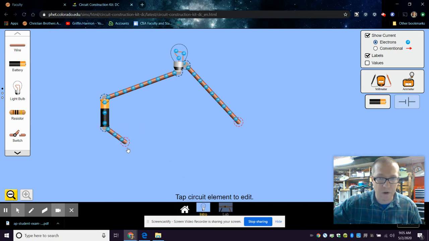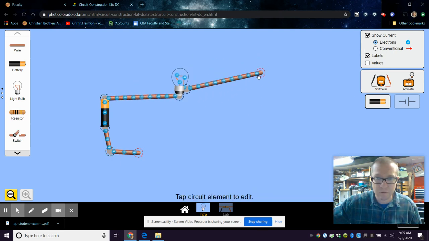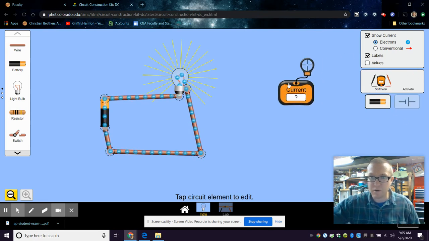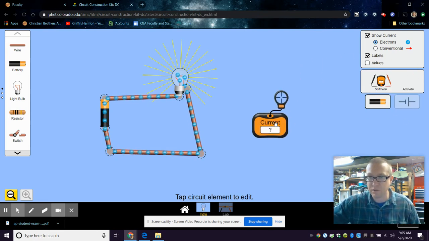I'm being lazy with the wires right now. I should really make them look a little bit better, but oh well. Bam! Light bulb is lit. Ammeter. This is the non-contact ammeter. This is the only option.